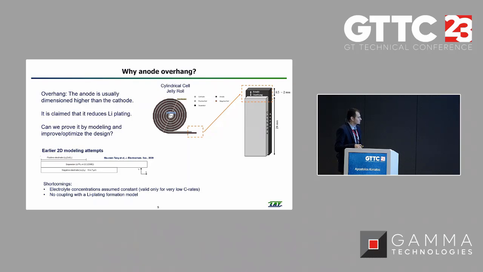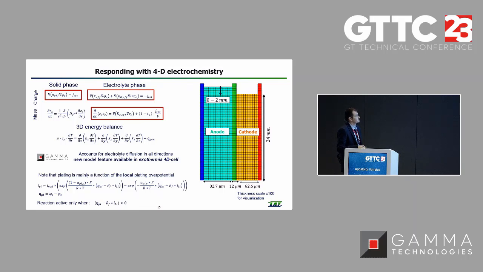There were some earlier 2D modeling attempts on the topic, but they had some shortcomings, which limit us from studying the effect that we wanted, which is lithium plating during fast charging. So here we respond with a 4D cell model, in which the 3 equations of mass and charge balance are also solved in all the 3 dimensions, instead of only taking the thickness dimension into account, which is what the P2D model does.